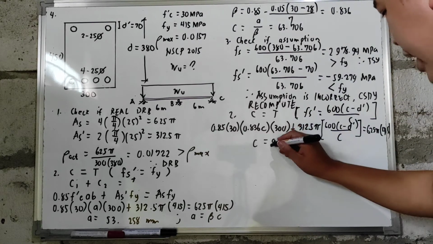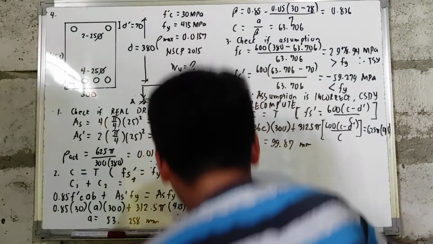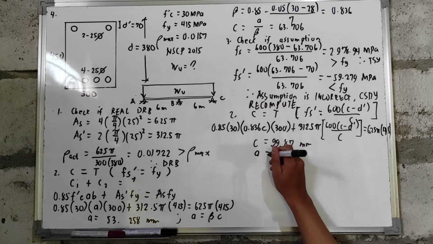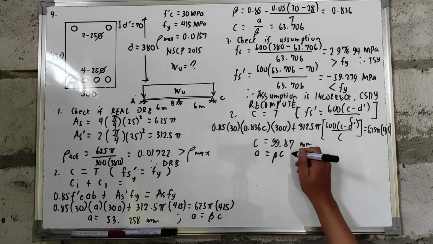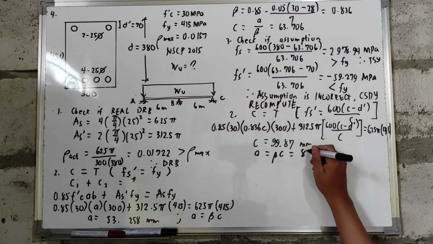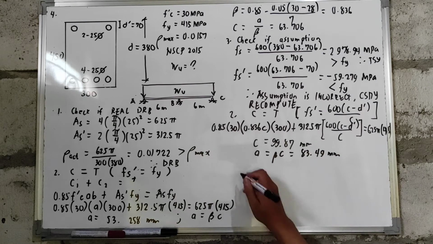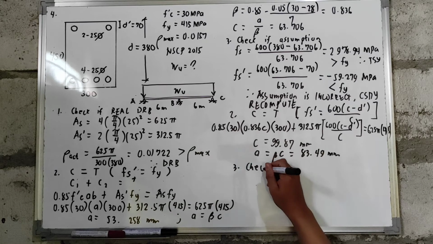So, by shift solve, we can now calculate for the value of your C, which is equal to 99.87 mm. And next, we're going to compute for the height of your compression block, that is beta multiplied by C. So, you will have a value of 834.49 mm. And lastly, we're going to check if our assumption is correct.